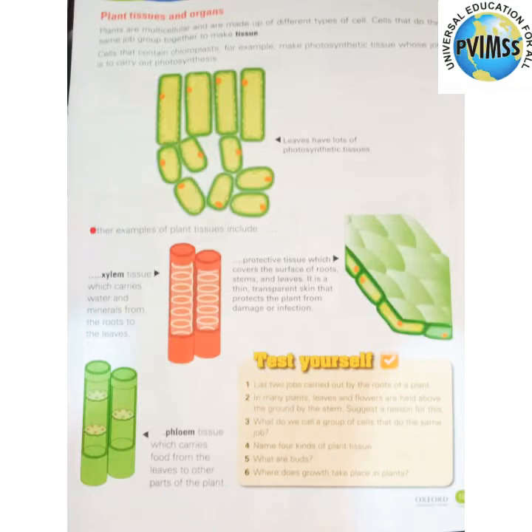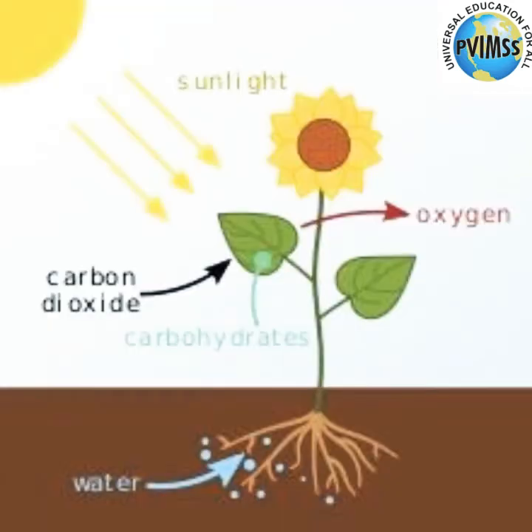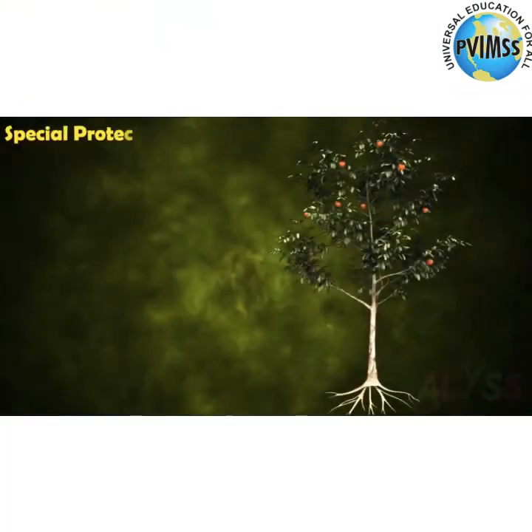Plants are multicellular and made up of different types of tissues. Each tissue has a specific function. Now let's see different kinds of tissues. Plants have photosynthetic tissues, which help to make food in the process of photosynthesis. Photosynthetic tissues are mostly in leaves and young stems.